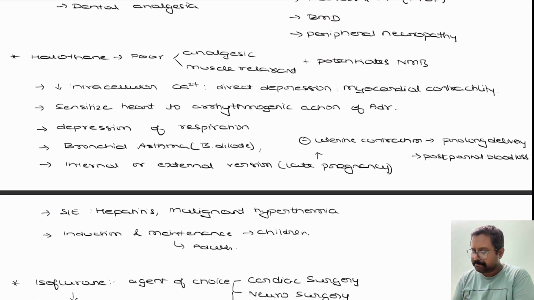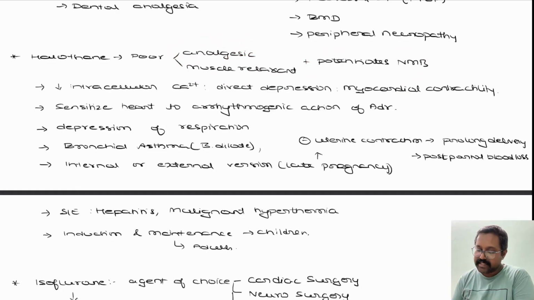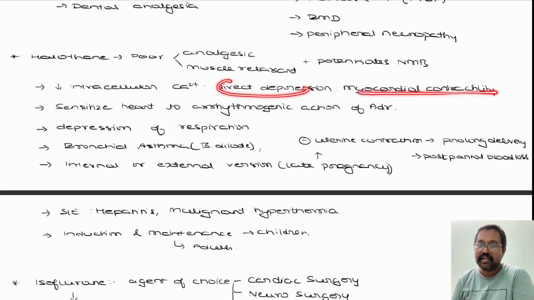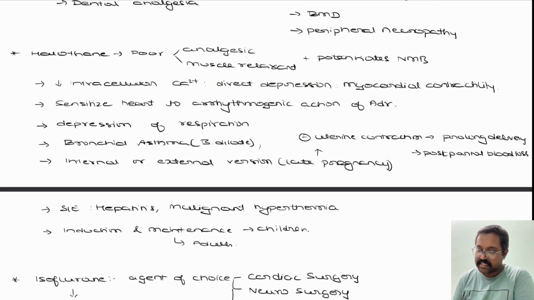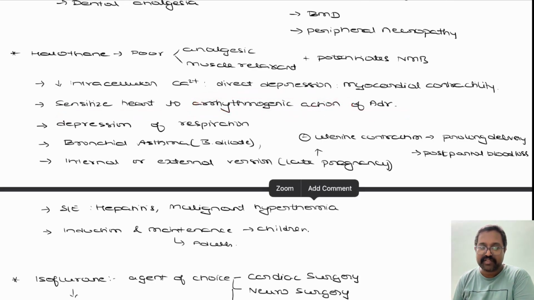Halothane is an analgesic, and it also has muscle relaxant property, and it is going to potentiate the neuromuscular blocking drugs. Since it decreases the calcium intracellularly, it causes direct depression of the myocardial contractility and causes cardiac depression. It also sensitizes the heart to the arrhythmogenic action of adrenaline and catecholamines.